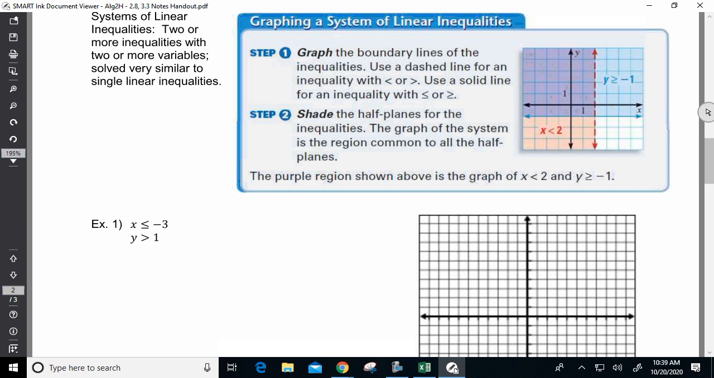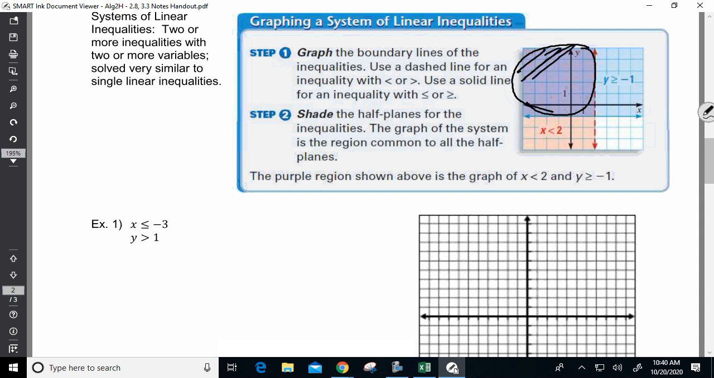So if you look at the example that they did for you, x less than 2, everything to the left was shaded in red. y greater than or equal to -1, everything was shaded in blue. So it leaves this little piece that's in purple. Red and blue mixed together make purple. The purple rectangle is what the answer is to this problem.